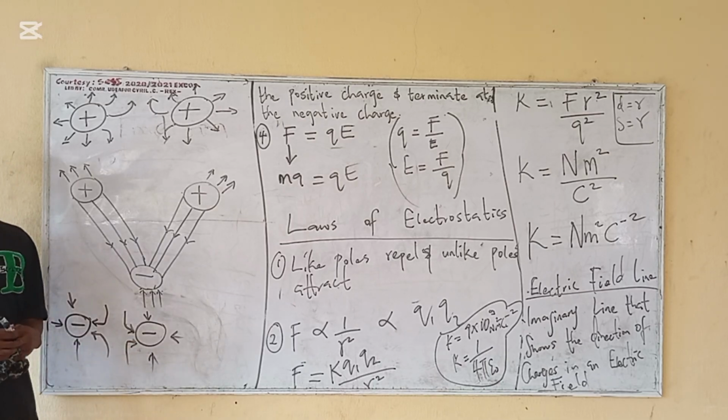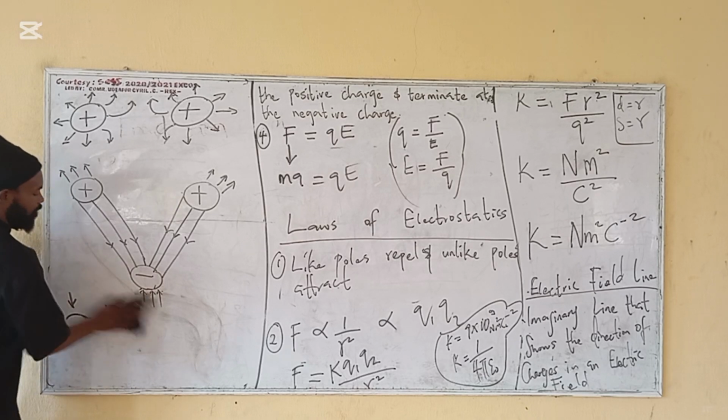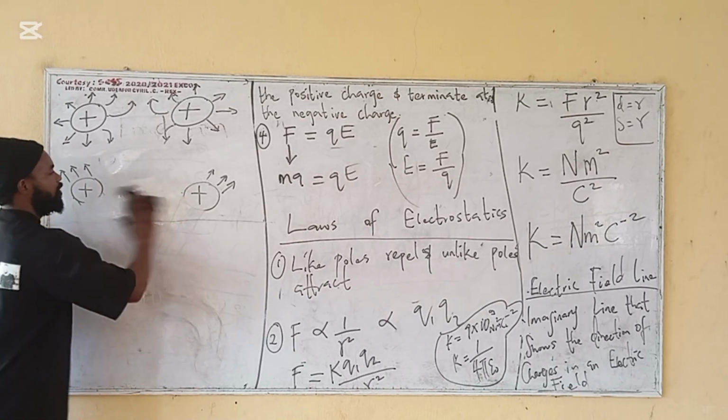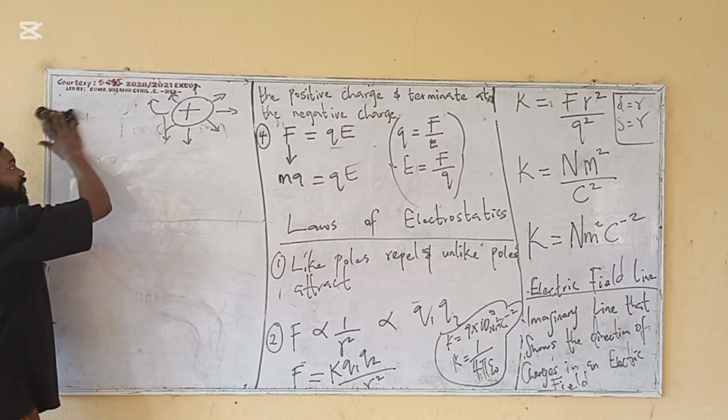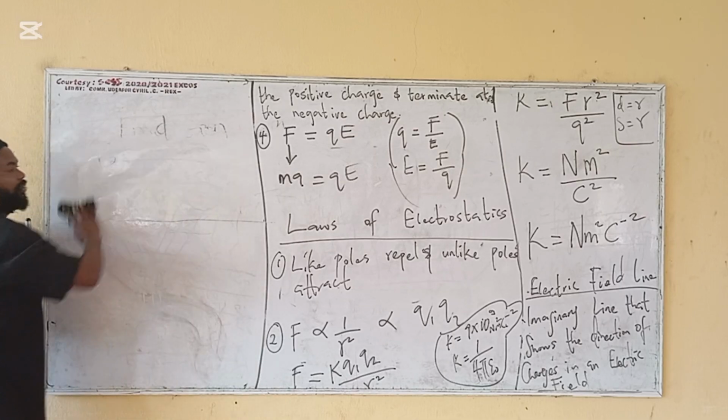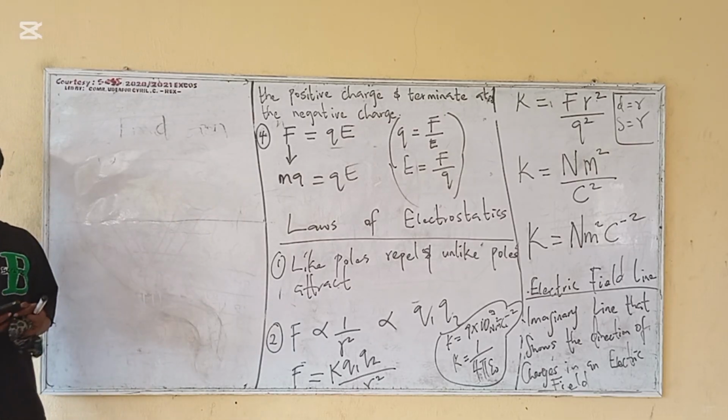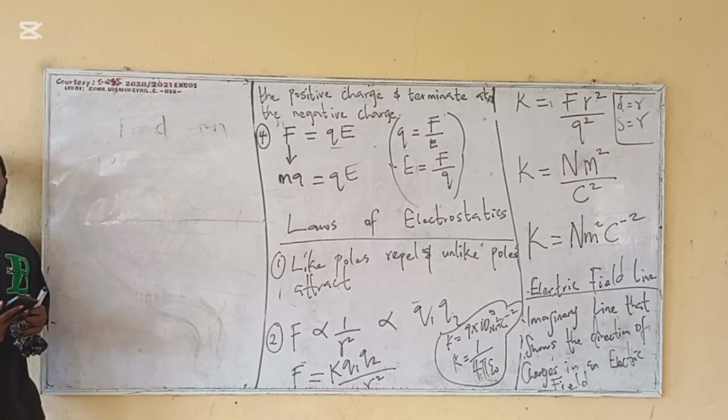So you need to note this. So I now know that electric field intensity is what? Define electric field intensity for me. It's the strength of the charge in an electric field. Or you say it's the direction.